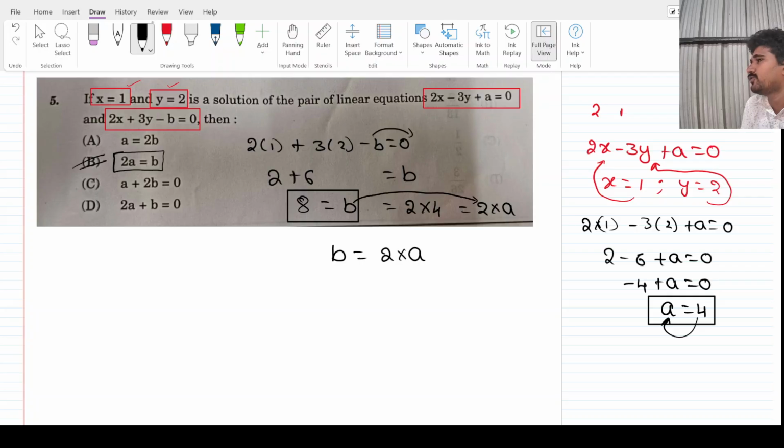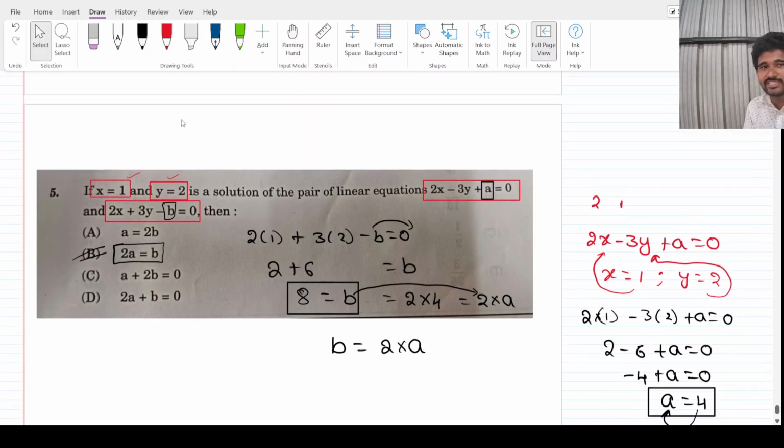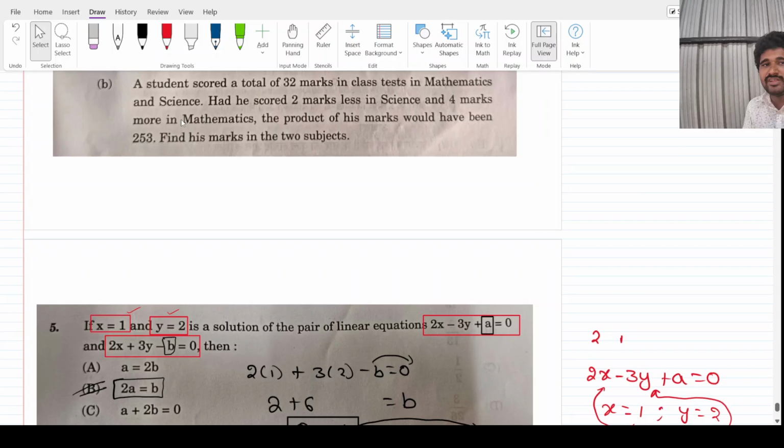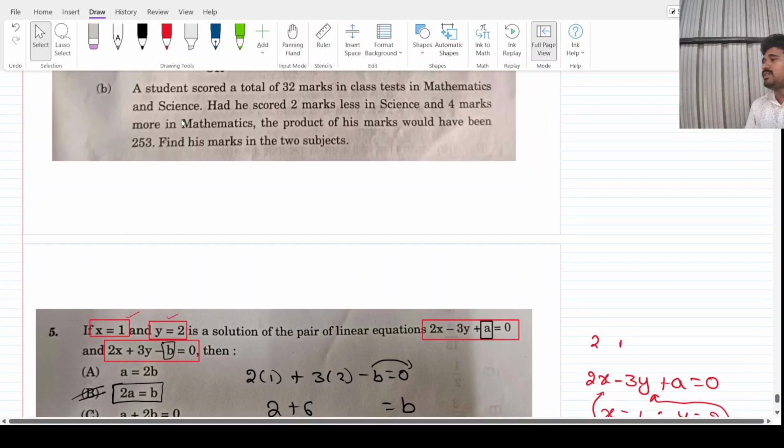Understood? Here is a new point you should know: if x is equal to 1, y is equal to 2 are our solution, then you can substitute the values in that equation and get the unknown. Understand? Substitute in the equation, get the unknown. Here what are the unknowns? A is one unknown and B is another unknown. Clear for everybody? Yes. Let's see the next question.